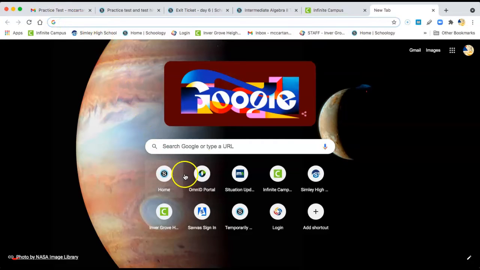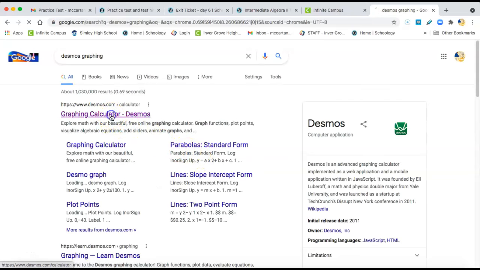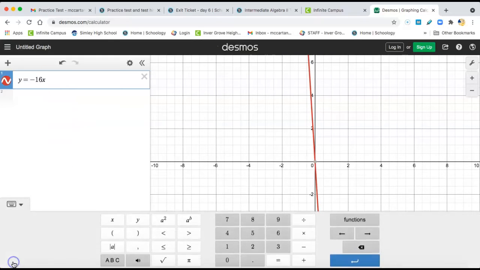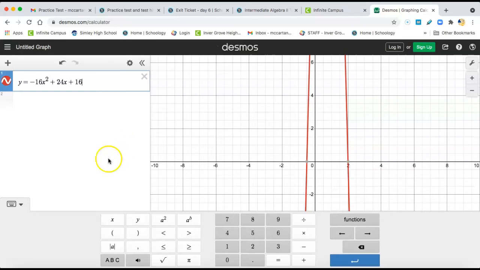Okay, hello, we're back. Let's go to Desmos here real quick. All right, guys, I'm going to put in what we had there. We had y equals negative 16, and again, I'm using x squared. You have to come down here to this keyboard to get that squared in there like that. And then I think we said it was plus 24x plus 16. Let me double check. Plus 24 plus 16, that's it, okay?